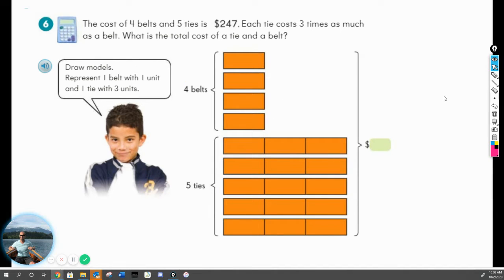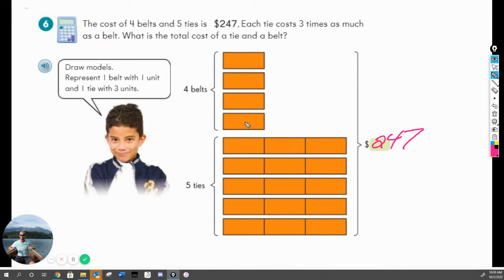The cost of 4 belts and 5 ties is $247. Each tie costs 3 times as much as the belt. What is the total cost of a tie and a belt? Well, we're going to represent a belt with 1 unit each, and each tie equals 3 belts, so there's a tie equal to 3 belts in cost, there's a tie equal to 3 belts in cost, and so on and so forth. The total cost being $247.